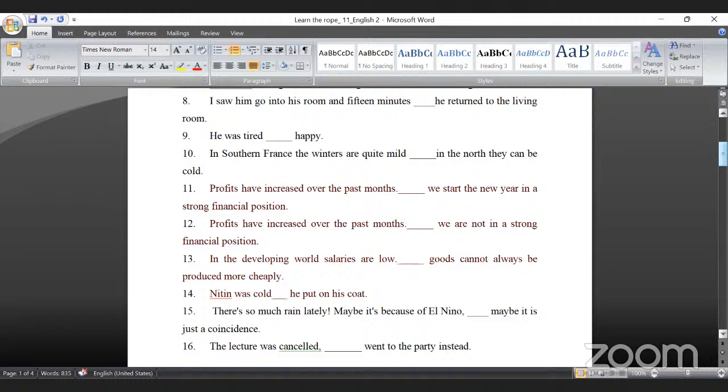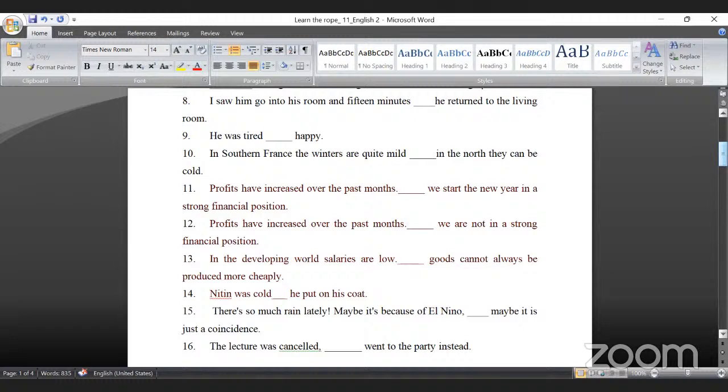In southern France, the winters are quite mild. Dash in the north, they can be cold. In southern France, the winters are quite mild. Dash in the north, they can be cold. However. But in the north, they can be cold. Was there any other answer? However, in the north, they can be cold. Yes, that's also correct.